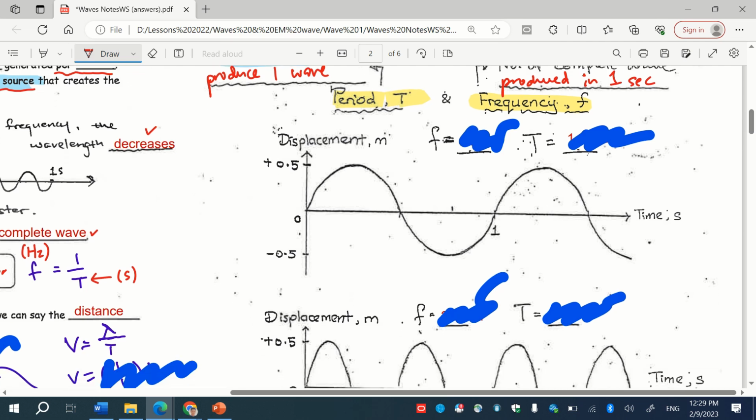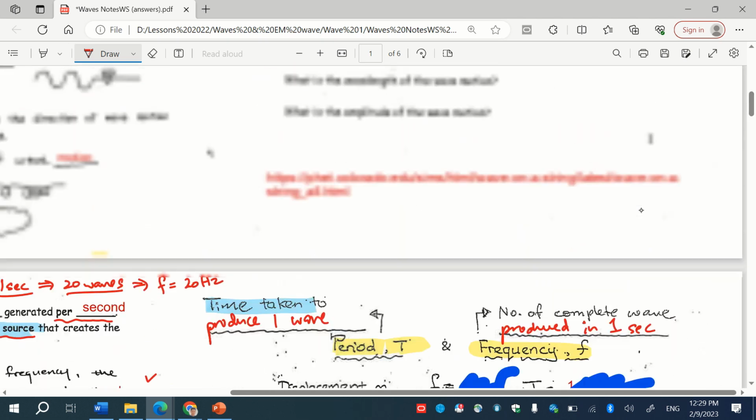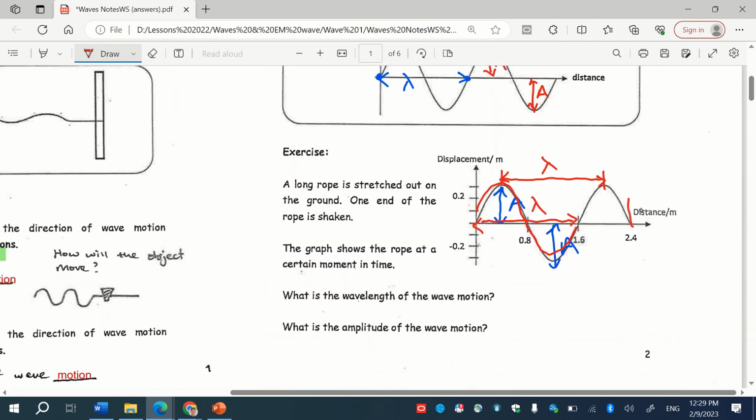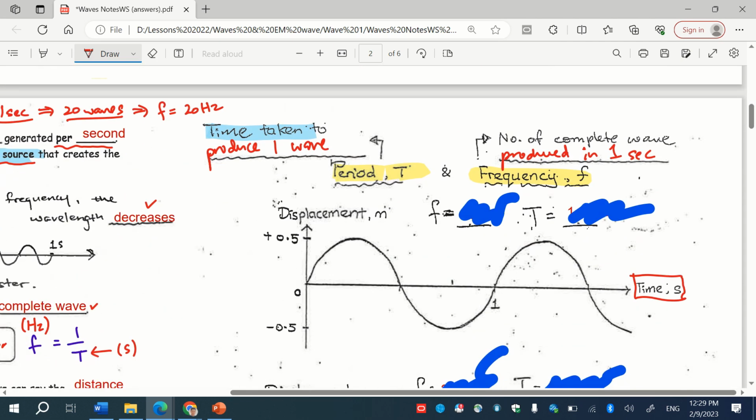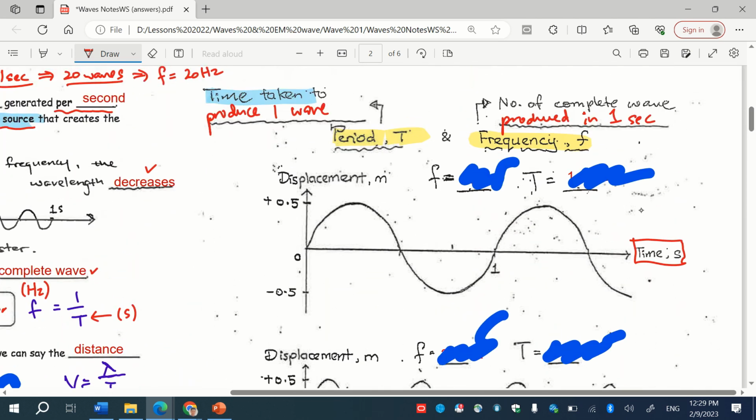Do you notice? I see a 1 second here. This time the x-axis is time. In the previous lesson, the x-axis was distance for you to measure wavelength. But this time, to tell period and frequency, you need the x-axis to be time, in seconds. It could be minutes. So you have to check this very carefully.